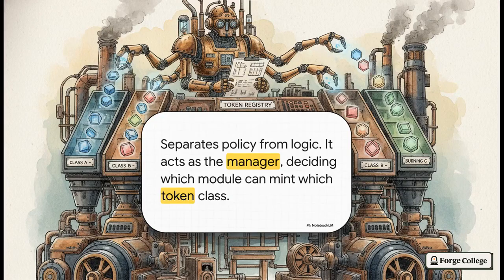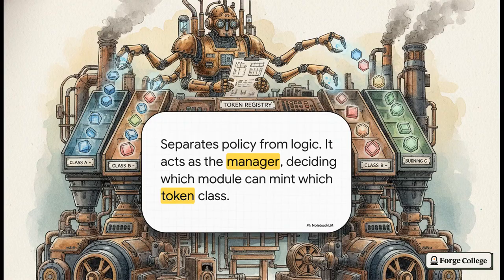Our first supplementary gear is the Token Registry. This acts as the ultimate floor manager. It basically separates our policy from our core logic by deciding exactly which module is allowed to mint which specific token class. In software engineering, pushing platform-specific policy completely out of the core token contract is absolutely crucial for a clean, secure architecture.